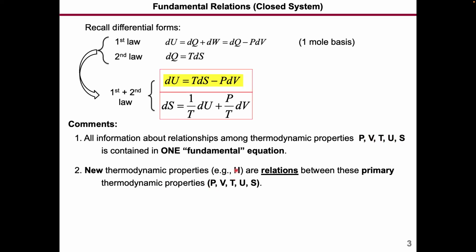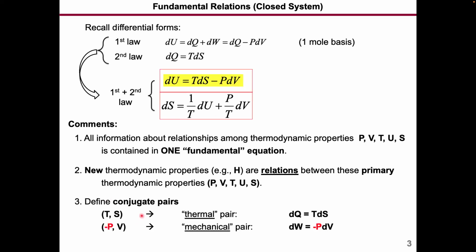So basically, any new thermodynamic property that we are going to define, or we already defined as enthalpy, is just going to be a relationship between a few of these five thermodynamic properties, okay? All right, and also you will see that T always goes with S, and P always goes with V. So you can say these are conjugate pairs.